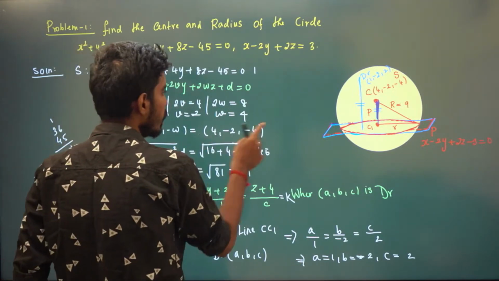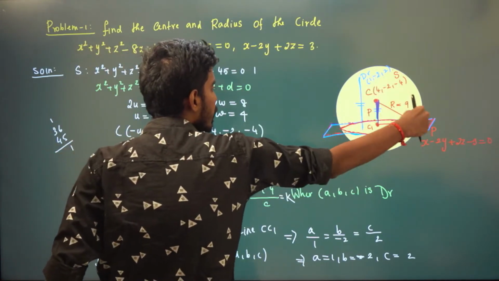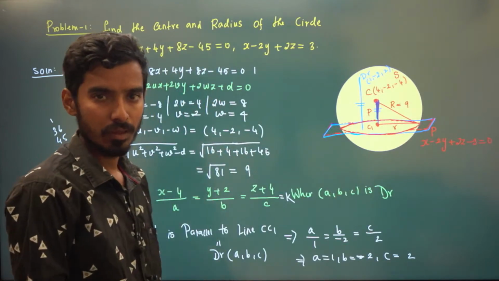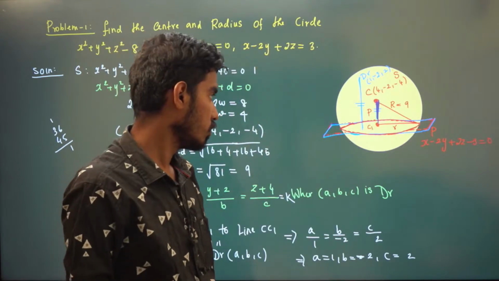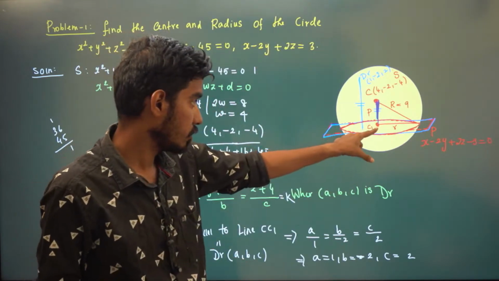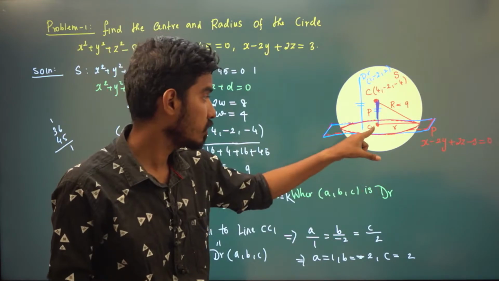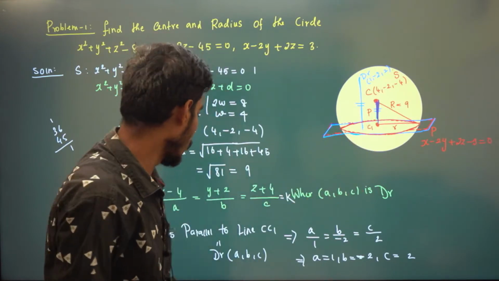The center turns out to be (4, -2, -4) and the radius turns out to be 9. Right? So the center and radius we can easily find with the help of the given sphere. Our aim is to find the C1 coordinate, because C1 is the center of the circle. So how to find C1?